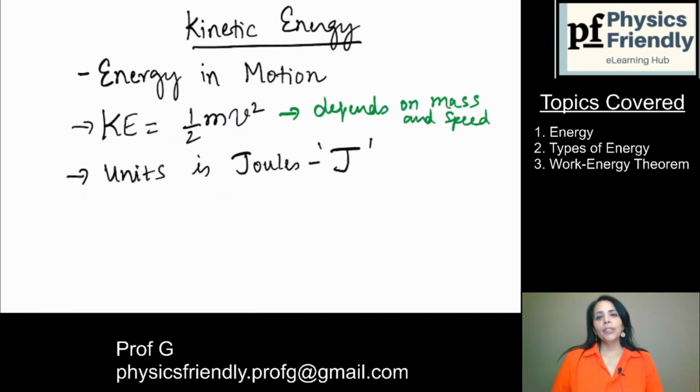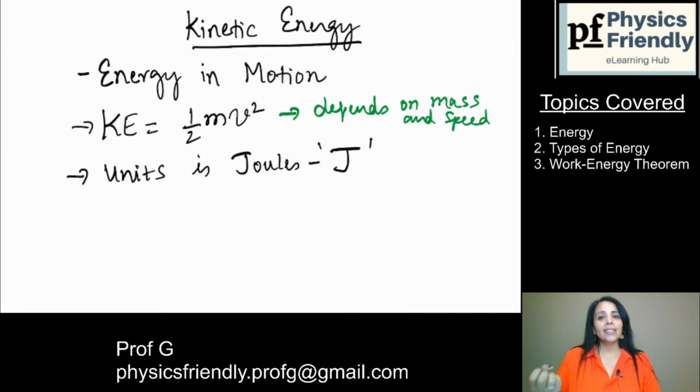The next type of energy is kinetic energy. Now, let's say an object is pushed. When an object is pushed, it is set in motion. When the object starts to move with a certain speed, then it is capable of doing work, and that is what we call kinetic energy. Kinetic energy is the energy in motion.